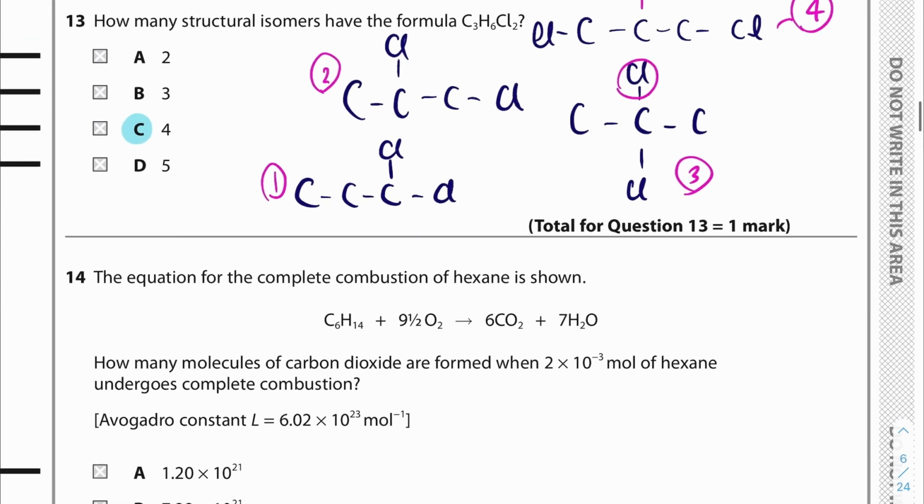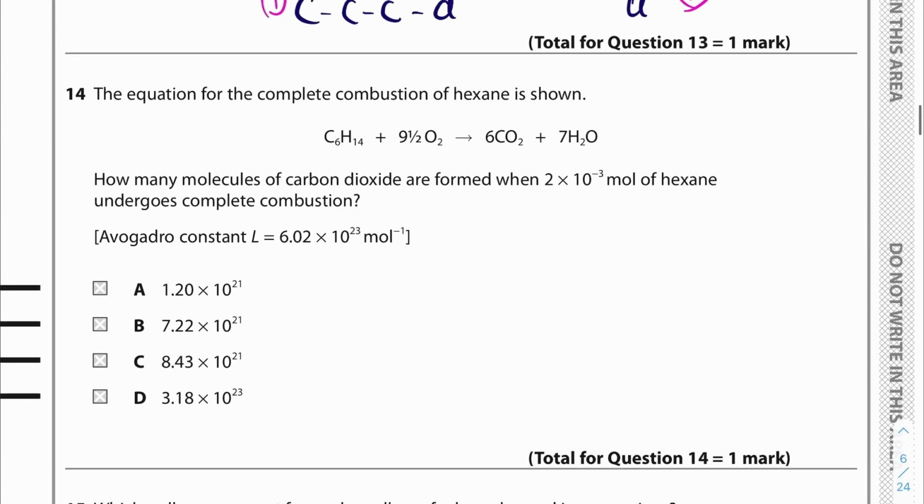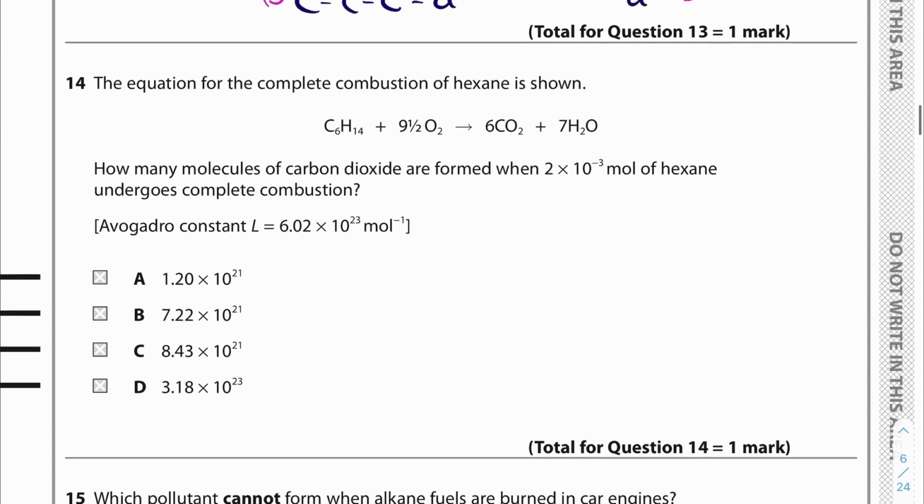So question number 14. The equation for the complete combustion of hexane is shown. We have C6H14 plus 9.5 oxygen molecules. It gives us 6 carbon dioxide and 7 water molecules. How many molecules of carbon dioxide are formed when 2 times 10 to the power minus 3, which is 0.002 moles, of hexane undergoes complete combustion?